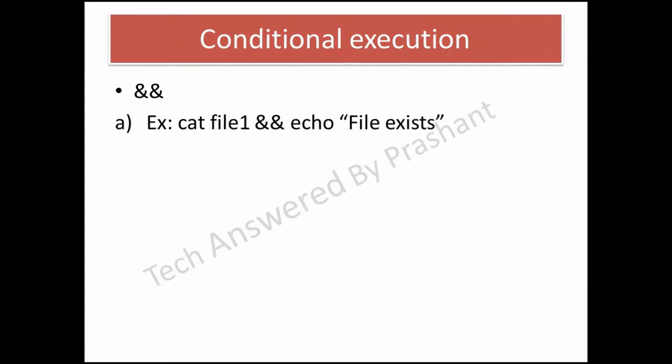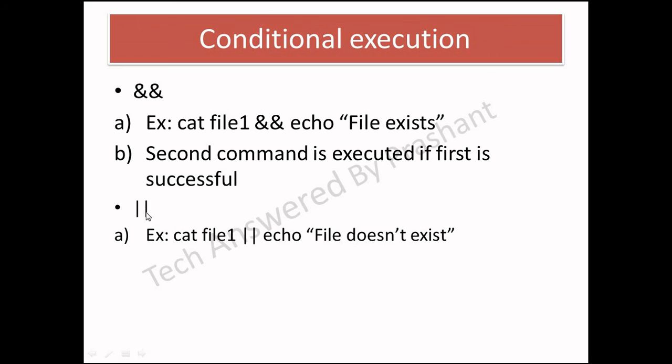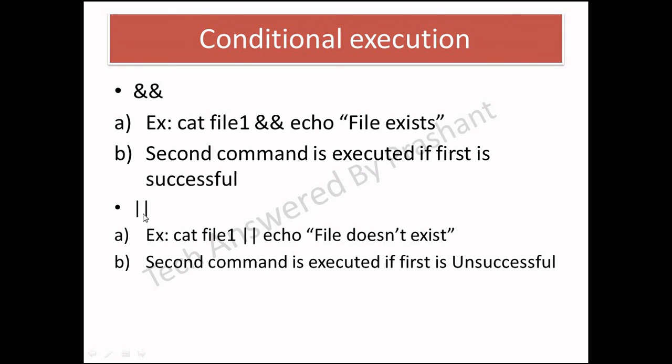So let us see another thing, which is called conditional execution in Linux shell. For example, there are two conditional executions, double ampersand and double pipe. For example, cat file1 double ampersand echo file exists. In this case, if file1 exists and this command runs, then only the second command will run. So the second command is executed only if the first command is successful. Next case, double pipe: here, if the first command is unsuccessful, then only the second command is executed.